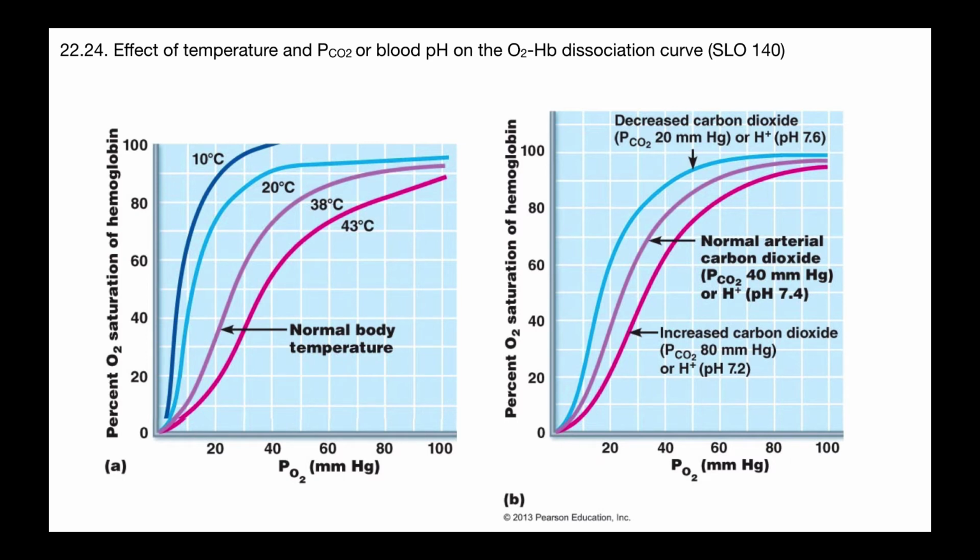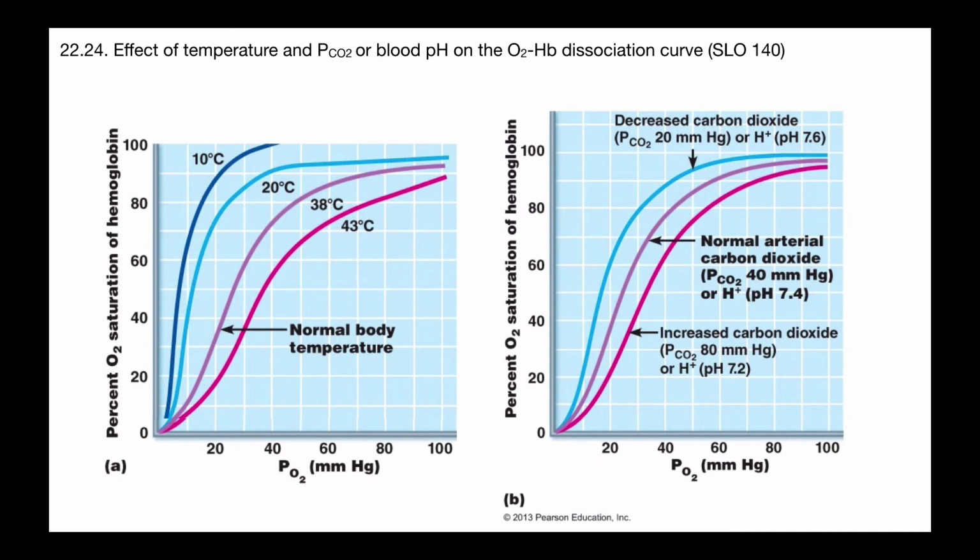So in this case, if we're comparing from the 38 degrees C line, as temperature goes up, we get what we call the right shift in the saturation curve. But when we get colder than 38 C, then we have the so-called left shift. Right shift makes it easier to dump off oxygen.